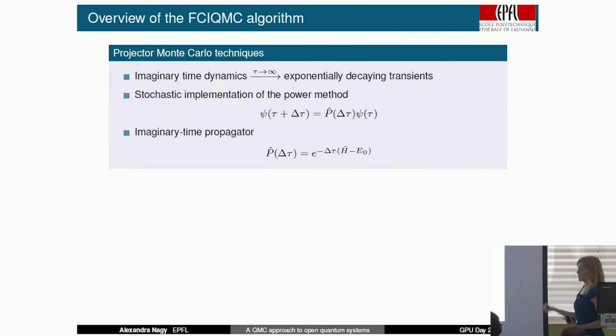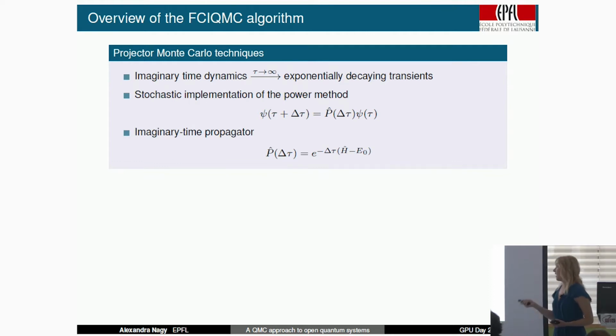So, what is this projector Monte Carlo technique? We know that the solution of the imaginary time Schrödinger equation is a series of transients which will decay exponentially. And projector Monte Carlo is a stochastic implementation of the power method, which means that the repeated application of this projector on some initial state will drive our system into the ground state, into the dominant eigenstate of our projector. So this projector can be any function of the Hamiltonian which has one dominant eigenstate.